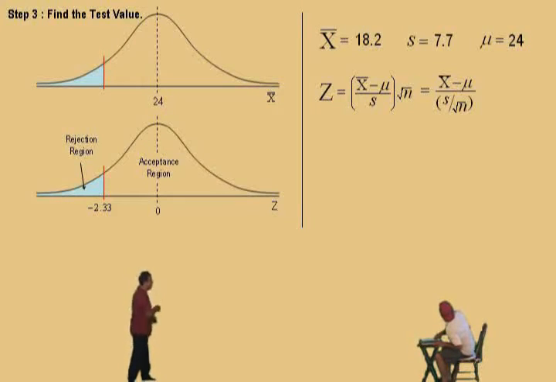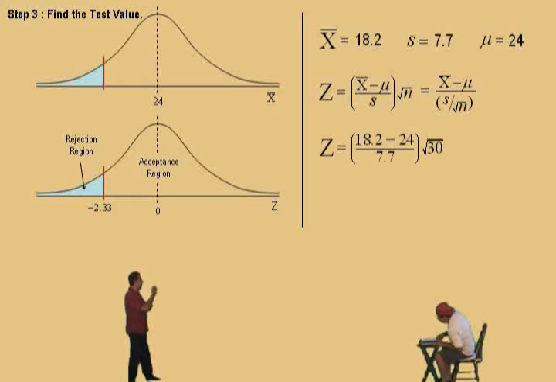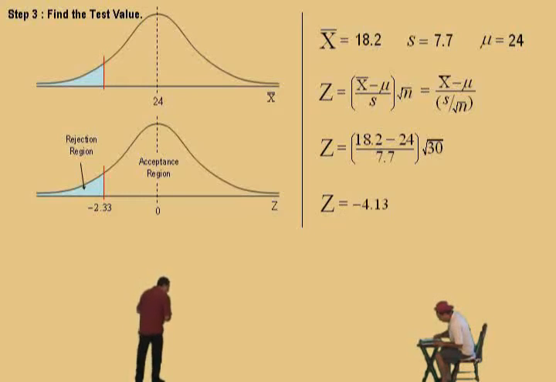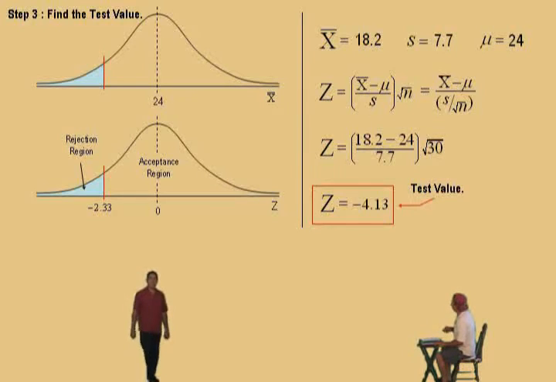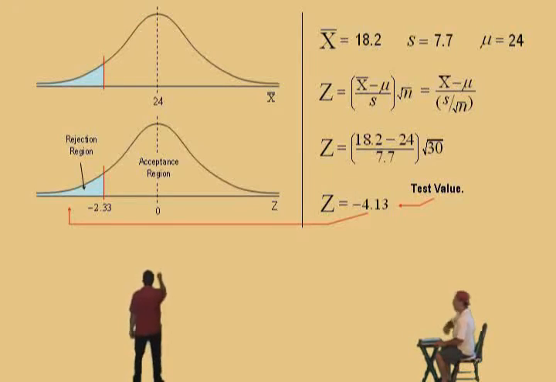We're going to use one of these formulas. I'll use the first one. Plug in our values. X bar 18.2, our mu, population mean, 24, sample standard deviation, 7.7, and multiply by the square root of 30. We get z equals negative 4.13, and that is our z-test value. Now notice here, our z-test value is falling to the left of our critical value, which means it's falling in the tail, which means it's falling in the rejection region. That means our decision should be to reject H naught, of course.